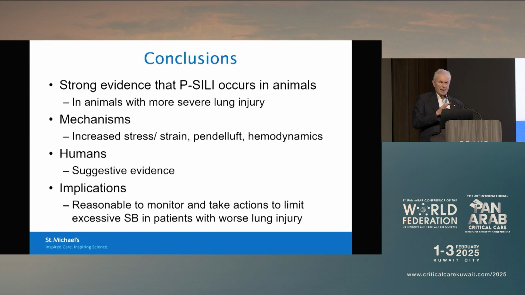But as was mentioned, Pratik mentioned that this is not ready for prime time. I don't think we're ready to say this is what you have to do, but it is a time for us to do some clinical trials addressing this issue. So thanks very much, and be happy to take questions.